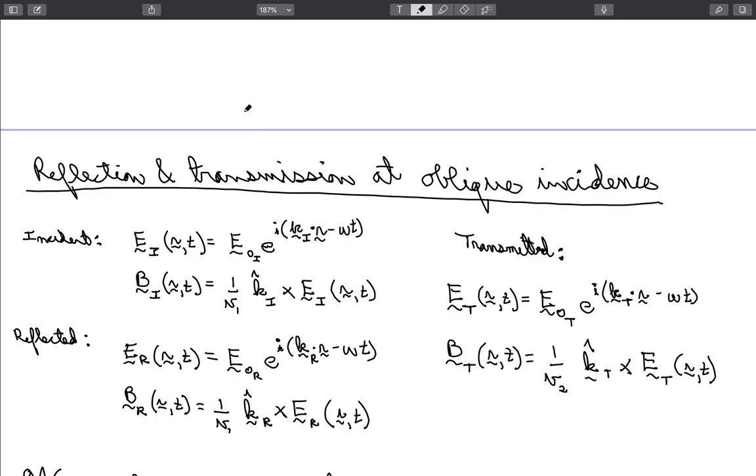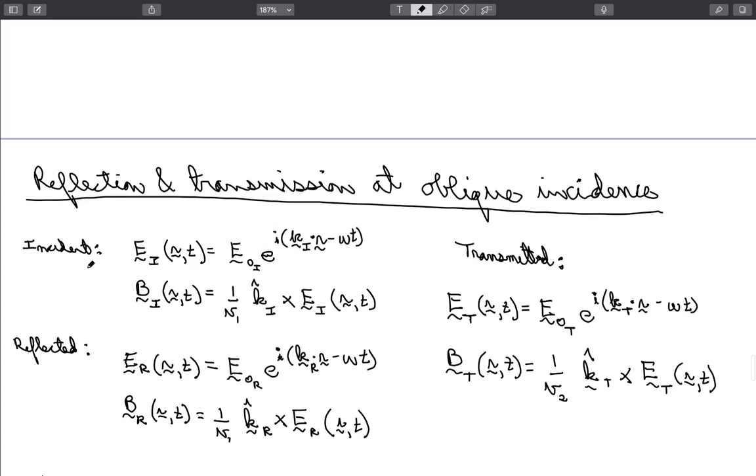So once again, we put an interface on the plane z equals 0, and we write our incident, reflected, and transmitted waves as monochromatic plane waves. We consider a single frequency. So what have we got? It's a slight generalization from what we had before.